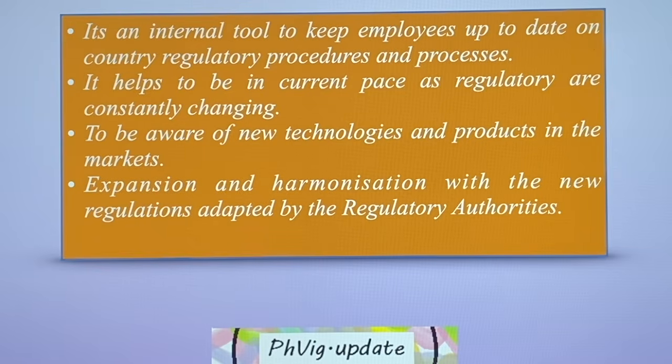Regulatory intelligence helps organizations stay updated with new guidelines, technologies, and regulatory harmonization. It is used for market entry strategy, labeling updates, clinical trial planning, and risk management. Regulatory intelligence ensures compliance, strategic planning, faster approvals, and better decision-making. In conclusion, regulatory intelligence is a critical function in pharma for staying compliant and competitive.